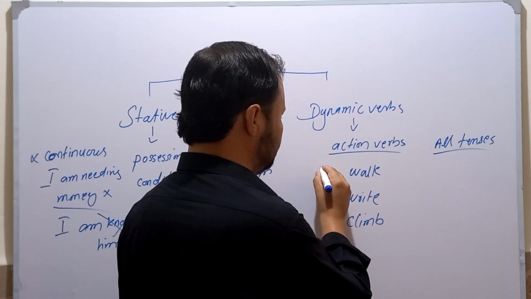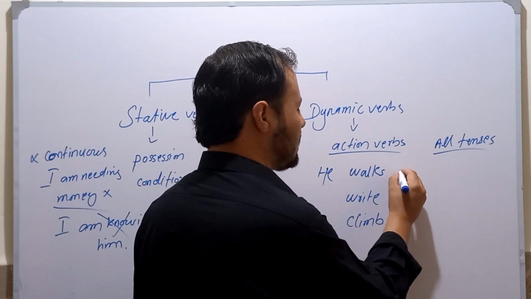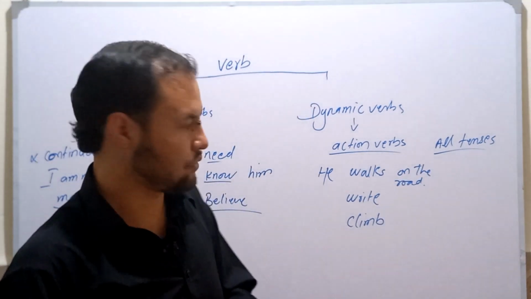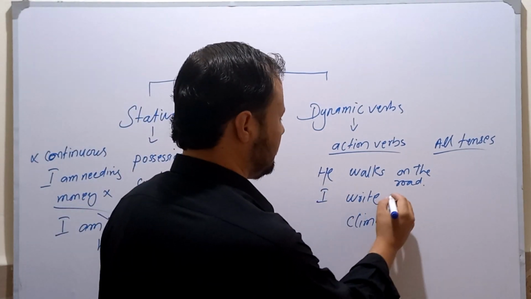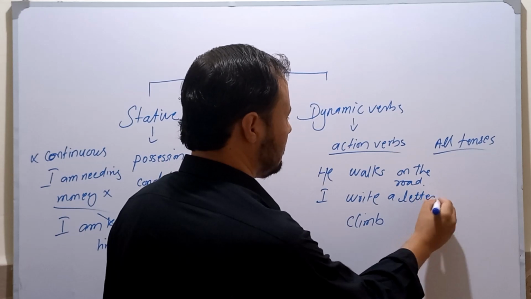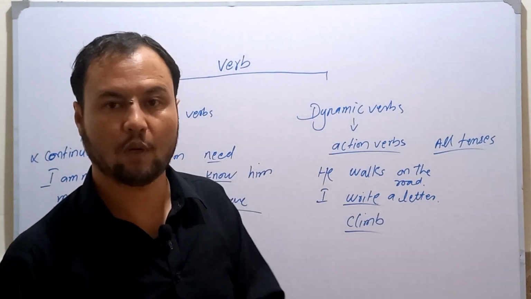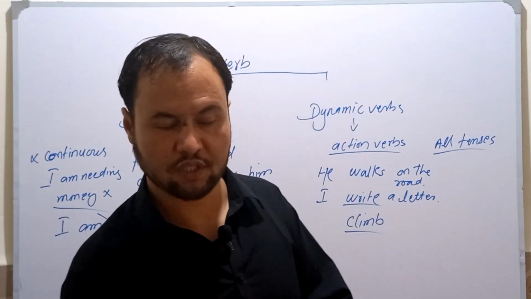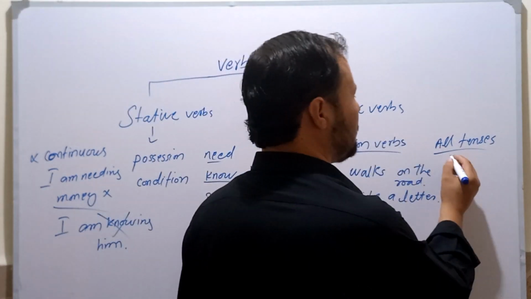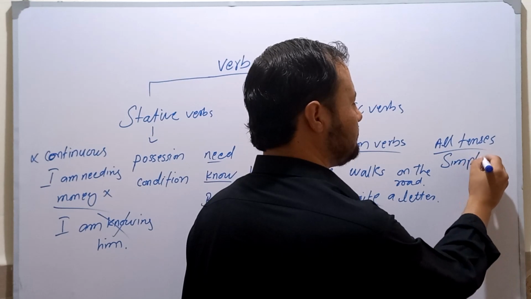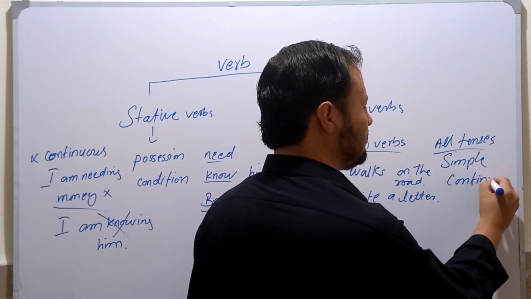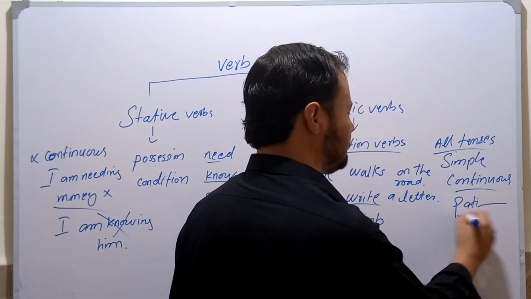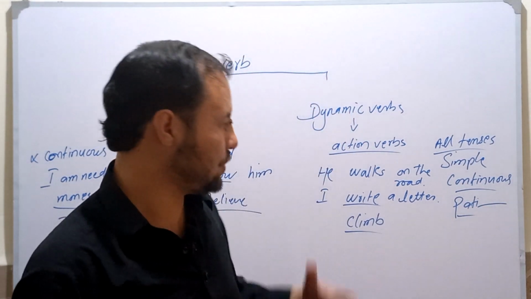For example, walk is there. He walks on the road. I write a letter. Climb is there. He climbs on the mountain. So they are called dynamic verbs, in which physically the action is performed, and we can see that one. So dynamic verbs are used in all tenses. We can use them in simple tenses also, in continuous tenses also, or in participle tenses also.